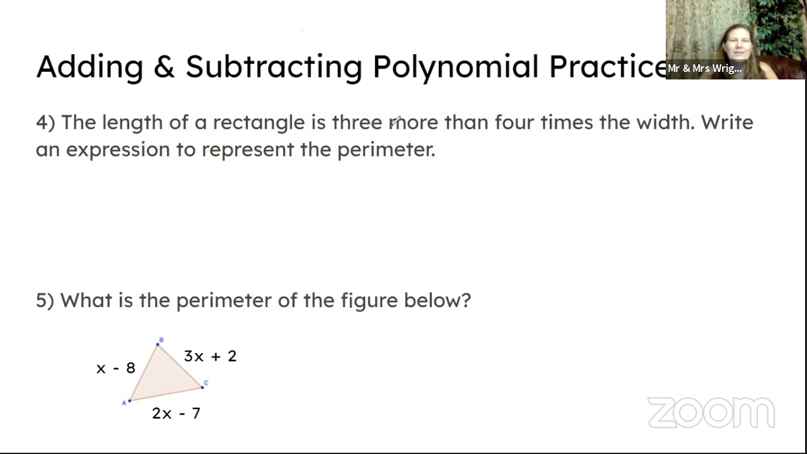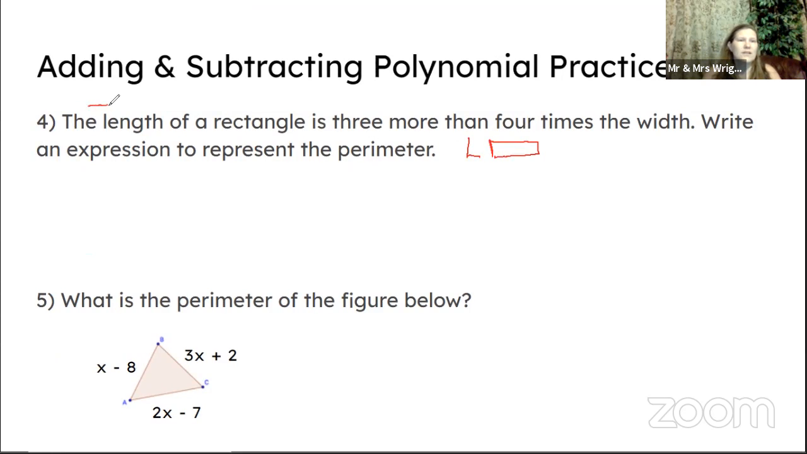The length of a rectangle is 3 more than 4 times the width. That's a lot of words. What's that mean in math? Well, we know we're looking for the length of a rectangle, right? It says the length of the rectangle is 3 more than something. I know I'm going to add 3 to it.